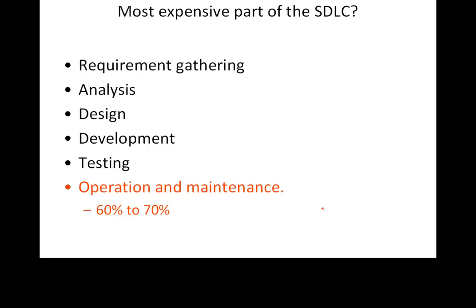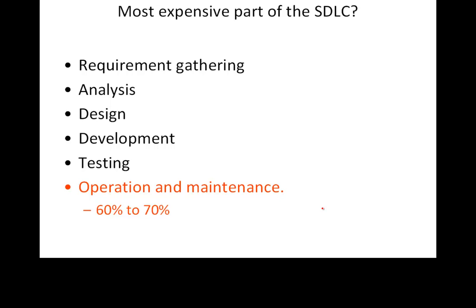And also, when we talk about the software development life cycle, we have different phases like requirement gathering, analysis, design, development, and testing. And then after the testing, the product goes live in operational state, and the operation and maintenance phase is 60 to 70% of the cost. So all the other phases, where we do the analysis, design, develop, and test the product, take less than 50%. So more than half of the budget is going to operate and maintain the system.